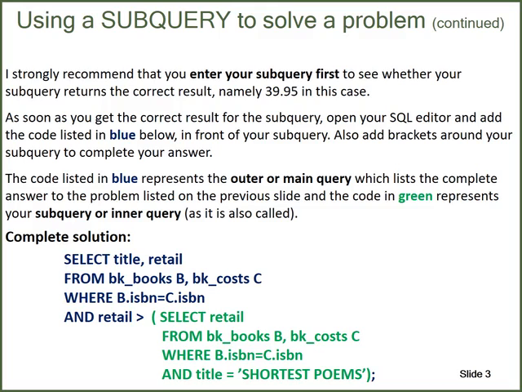Like we said, first only type in the green part, because the green part will give you the answer of $39.95. Then you can go to the editor and add the code in blue above the code in green, so that in the editor you've got the whole solution that you see now in front of you, the blue part and the green part. And if you then run your query, it will give you the correct results.